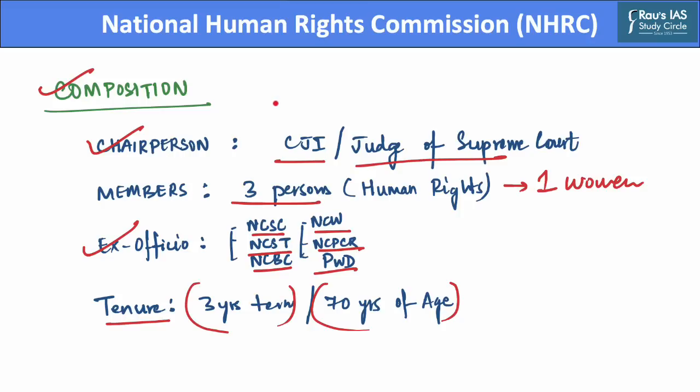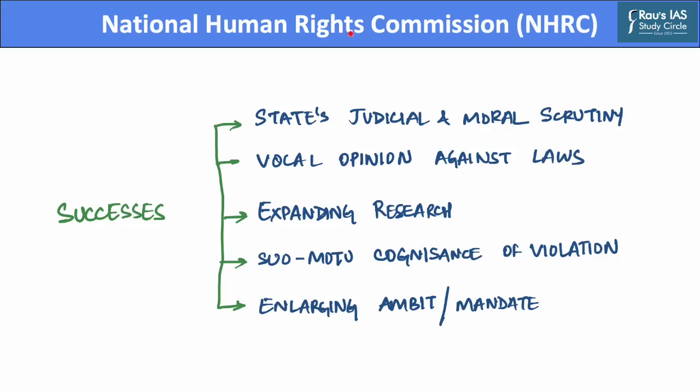Now, after we have discussed the composition of NHRC, let us take a look at instances where the Commission has proven to be a success. Now, the NHRC has opened the state to judicial and moral scrutiny. The Commission has kept a watch on incidences of encounter killings and custodial deaths. It has issued guidelines wherein every death in a police station has to be reported to NHRC within a period of 48 hours.